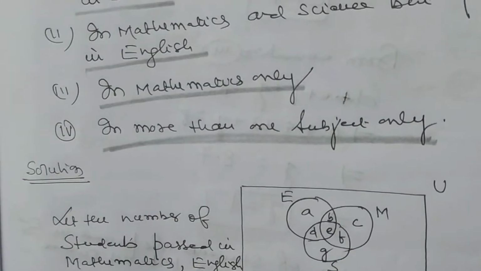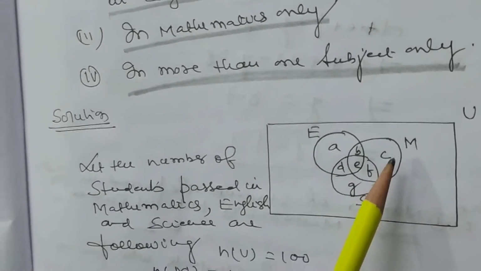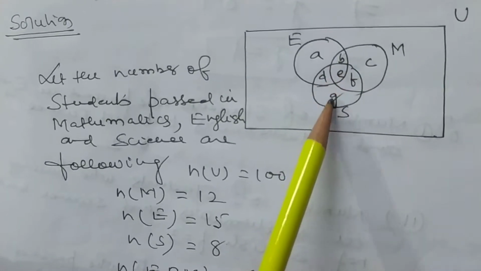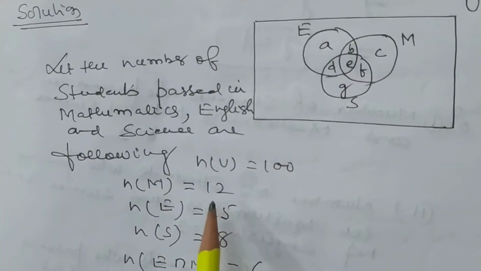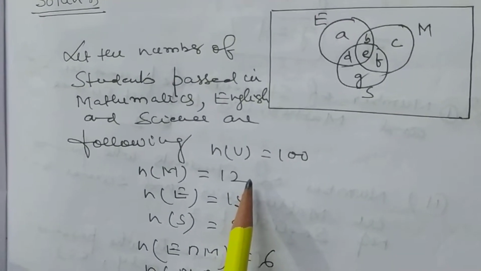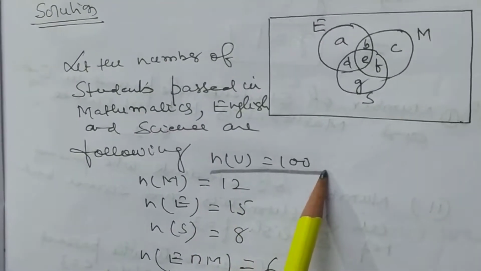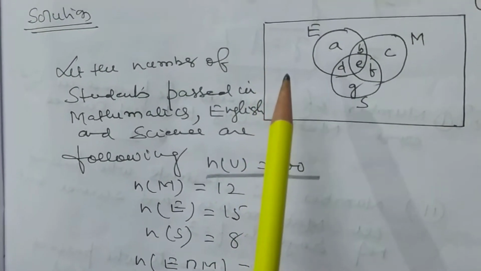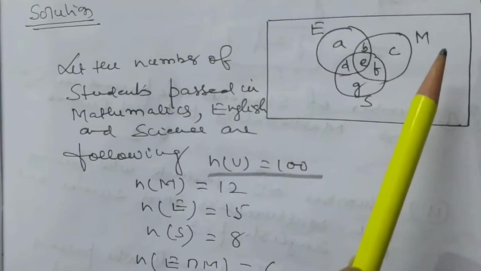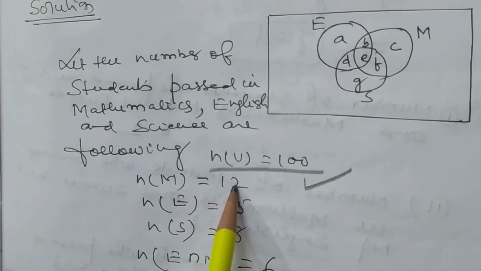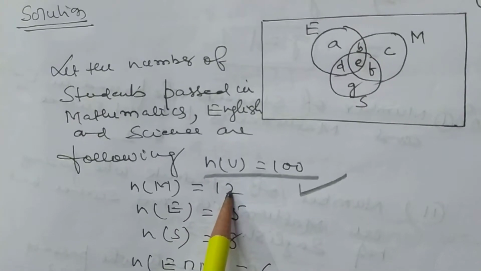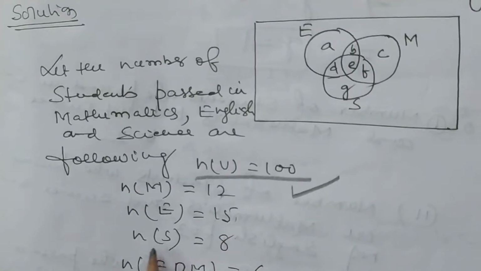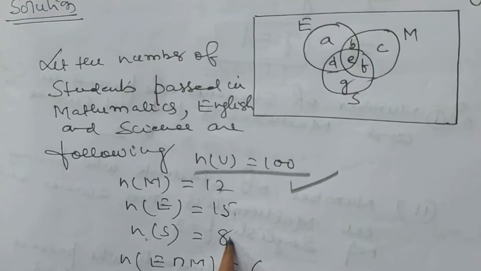So, my dear student, now we label the diagram, label the sub-segments A, B, C, D, E, F, G, and write the magnitude of each segment. Cardinal number of U, that is the universal set, number of students who took part in survey, that is 100. Cardinal number of mathematics, that is 12. Cardinal number of English, that is 15. Cardinal number of science, this is 8.